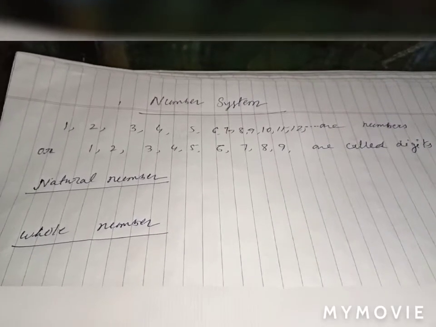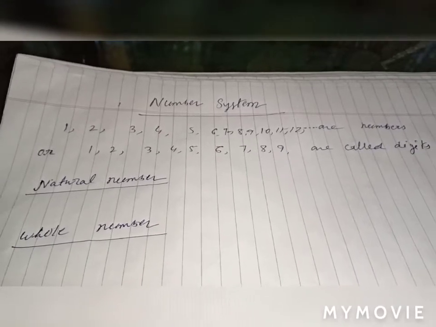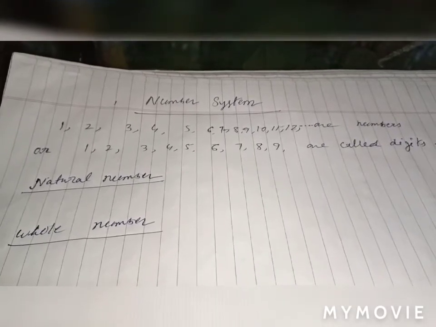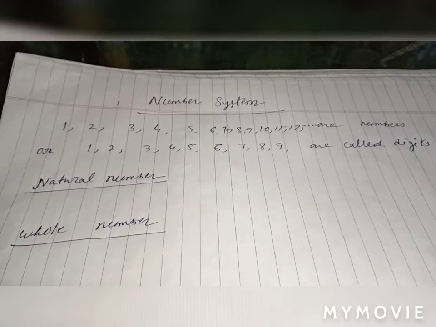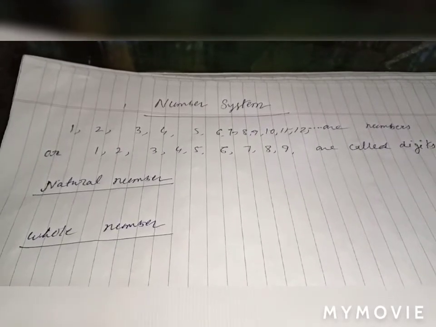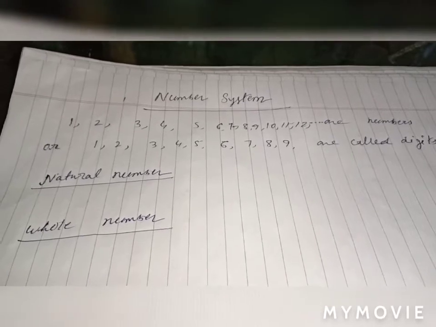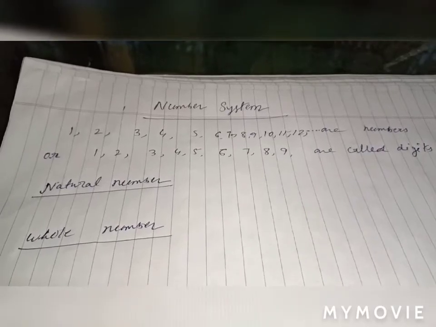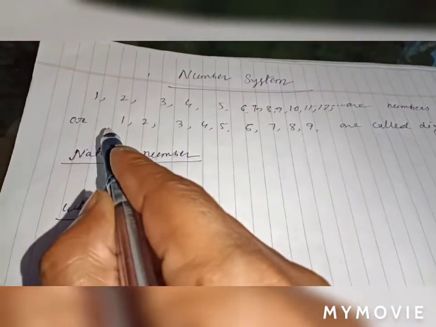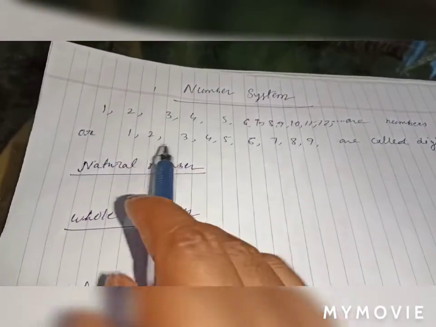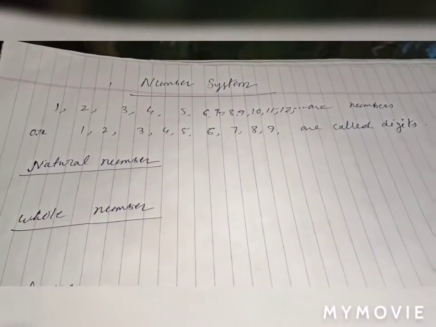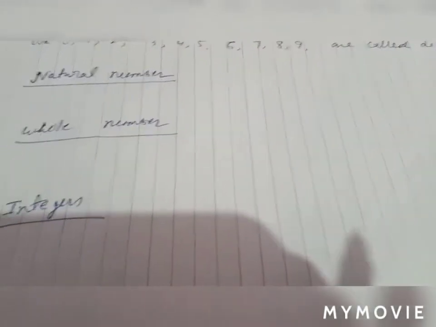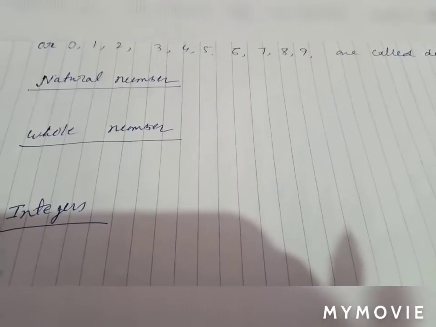Like if you say number system, as we know that 1 2 3 4 5 6 7 8 9 10 11 12 13 14 dot up to infinity, means meaningless. You cannot count. When you cannot count, that time you are using infinity. So these are called numbers. Or 1 2 3 4 5 6 7 and 8 9, these are the digits. Dear students, so you understood what are the numbers and what are the digits.